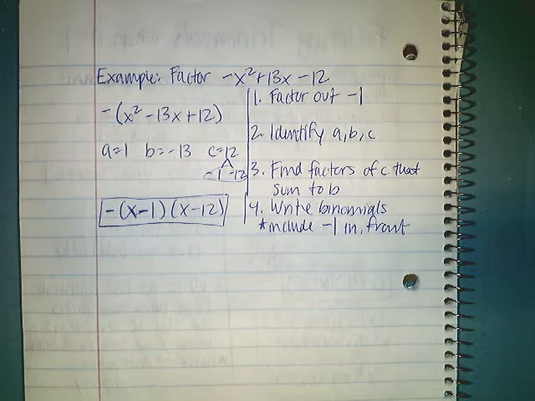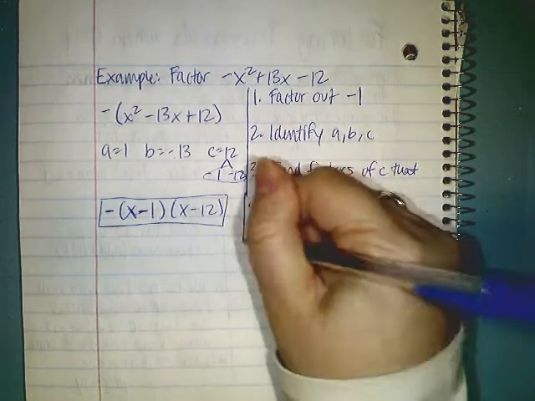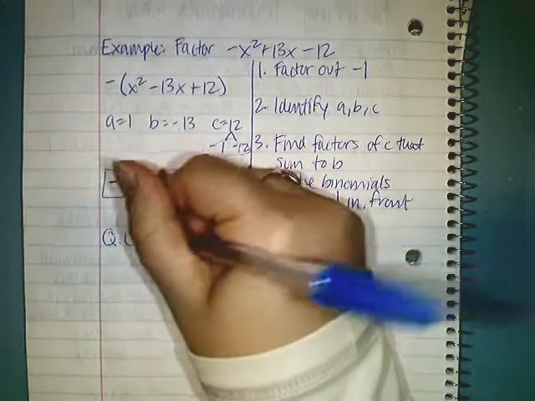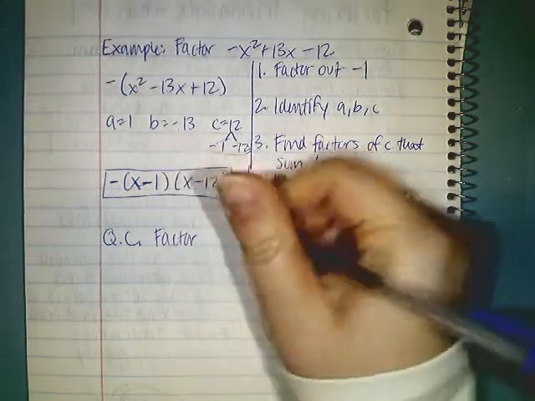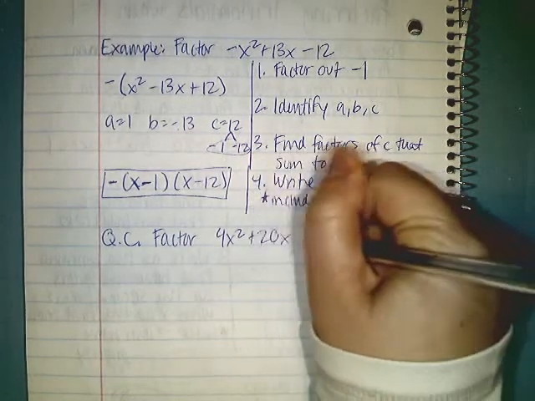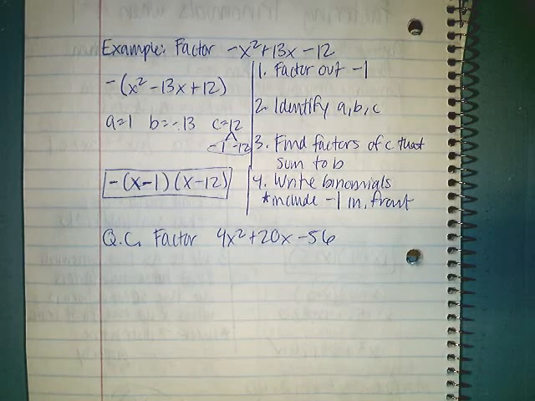All right, I'm going to have you do one quick check that is the same sort of process. You'll see what I mean. So I want you to try this one as a quick check, but I will definitely go over it. I want us to factor 4x squared plus 20x minus 56. So try that one out.